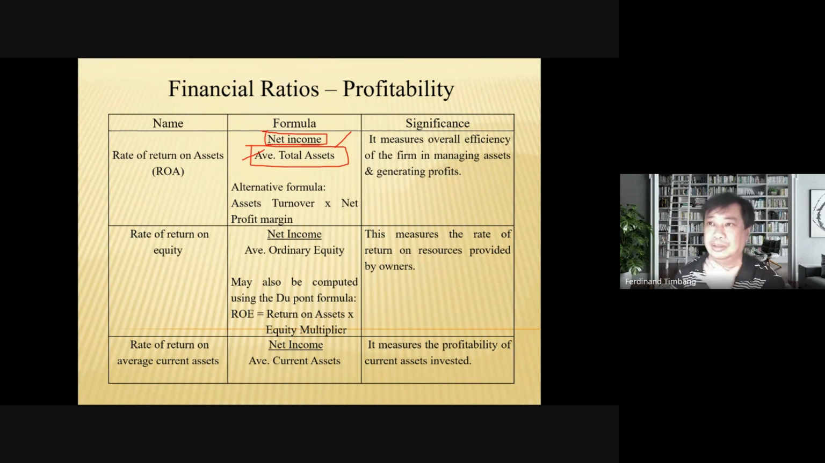Okay? So, yung rate of return on total assets natin can also be computed as asset turnover times the net profit margin. Then we have the return on equity. So this is net income all over the average ordinary equity. May also be computed using the DuPont formula na return on assets times equity multiplier.